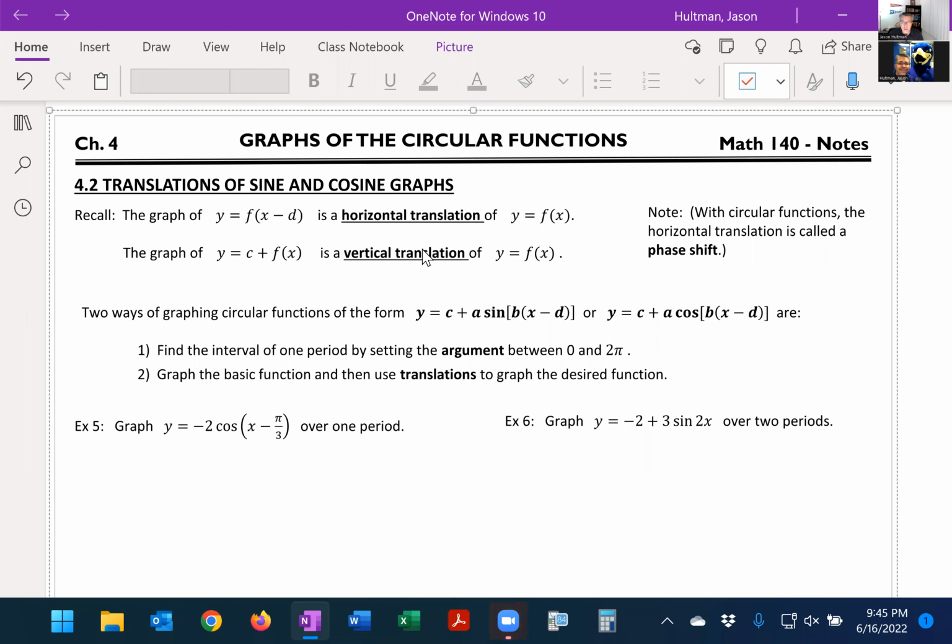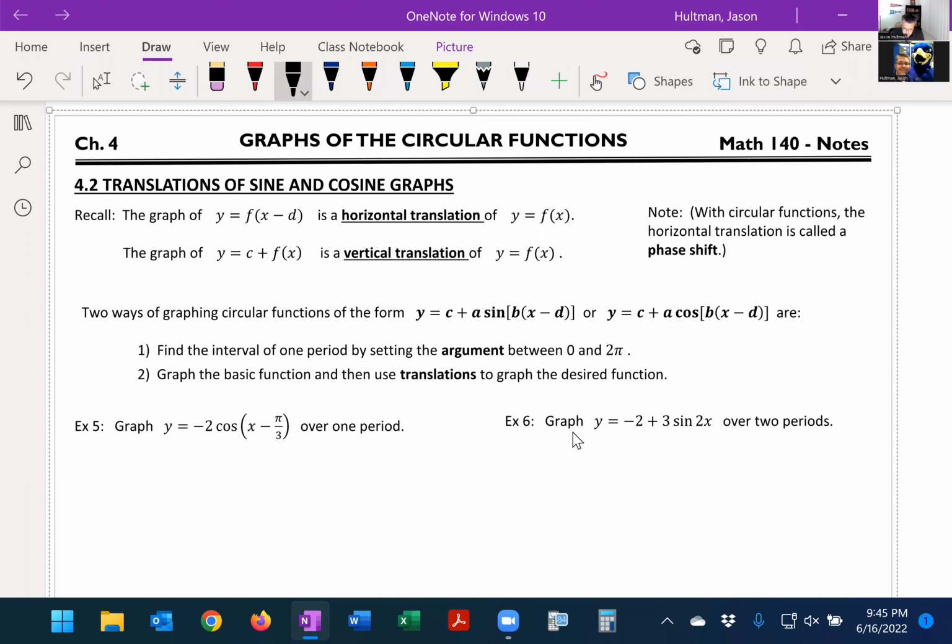Okay, welcome students. Let's do chapter 4, 4.2, translations of sine and cosine graphs. So recall the graph of y equals f of x minus d is a horizontal translation, and it moves over d units horizontally. The graph of c plus f of x, I would normally do f of x plus c, but I don't know why they did that in reverse, but this is a vertical translation.